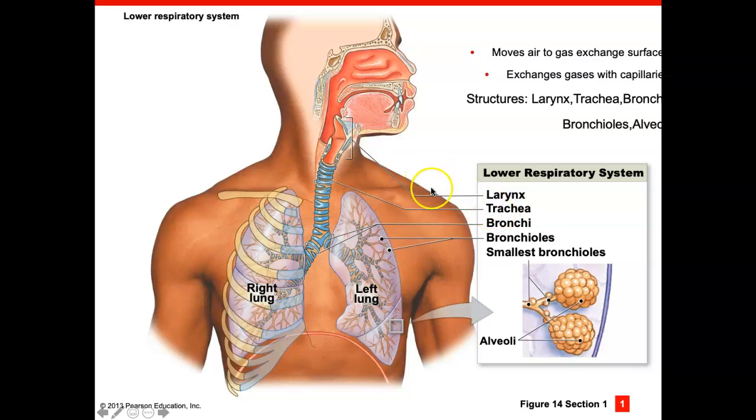In the lower respiratory tract, the body parts include the larynx, which is your voice box up here, the trachea, the bronchi, which are singular bronchus, they split and one goes into each lung, further splitting into the bronchioles, and then finally the air sacs or alveoli. And this passageway moves air to the gas exchange surfaces, and then in the alveoli, the gases are exchanged with the capillaries.